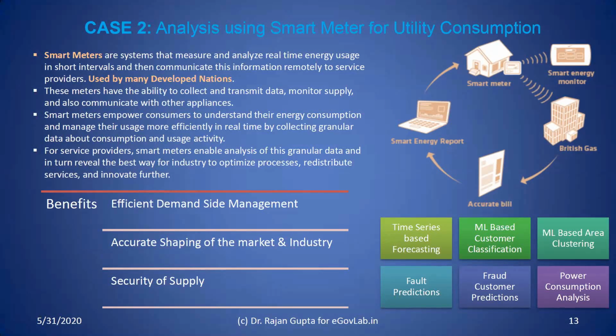All these things are done with prominent techniques like time series based forecasting, machine learning based customer classification, and machine learning based area clustering, which are used for segregating customers based on their usage and non-usage, to find faults, to find fraudulent customers, to find good customers, to do power consumption analysis, and to come up with predictions. Fine, we have to be prepared for increased energy demands at this point of time. We have to be prepared for a drop in utility service consumption. So we as an agency are prepared very well.